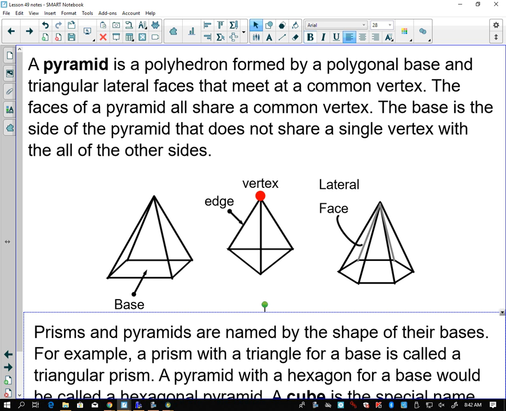So that's where it's easy to determine which side is the base, even with a triangular pyramid, right? A little bit harder with a triangular pyramid, but you should see that they're all coming to the same point, and that point should be perpendicular above the base.